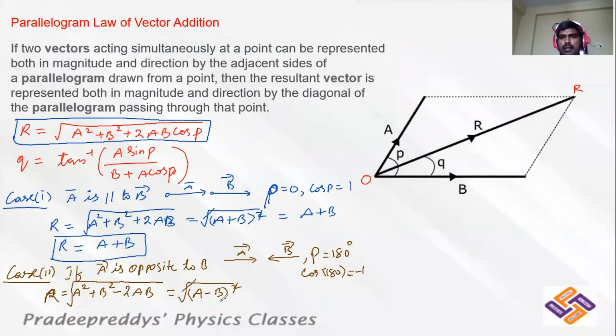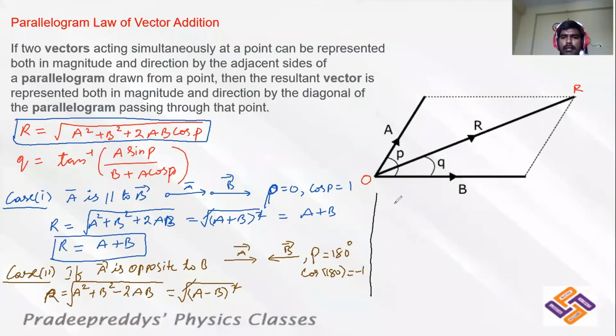So case 2 tells that if two vectors are opposite to each other, then in that case, directly you can subtract them. Suppose one vector is 10 unit, right side, another vector is 5 unit, left side. 10 minus 5 gives you 5. Resultant answer is 5. Directly you can do that. That is case 2. Next, case 3.